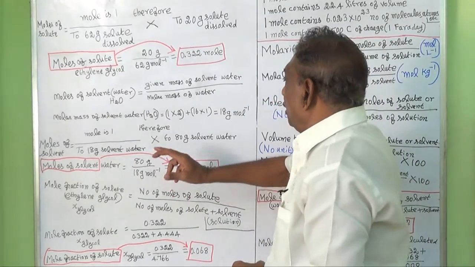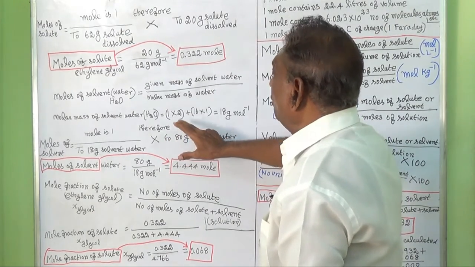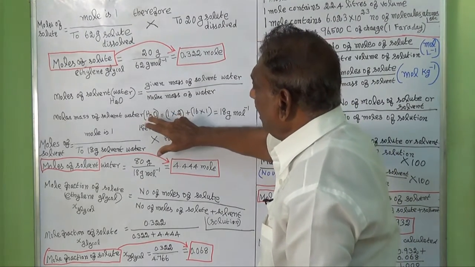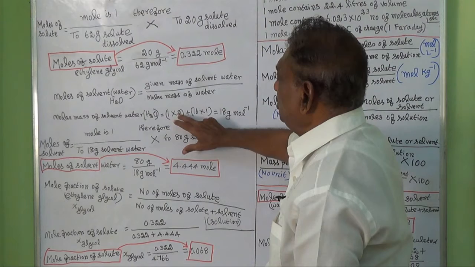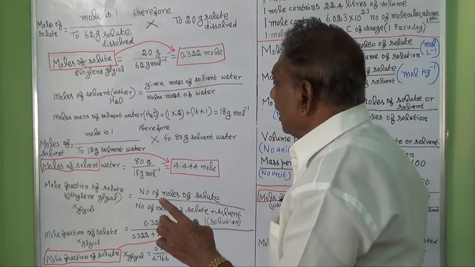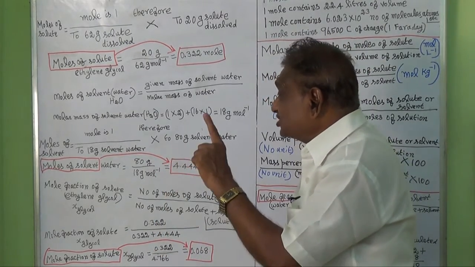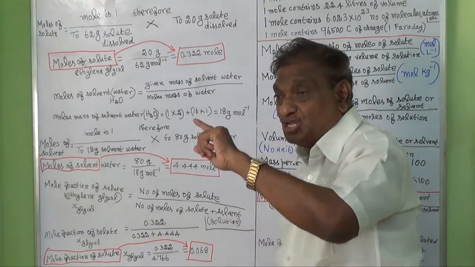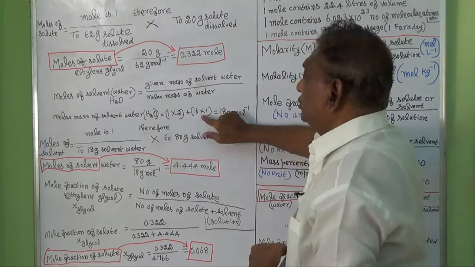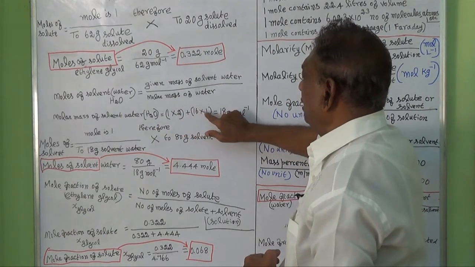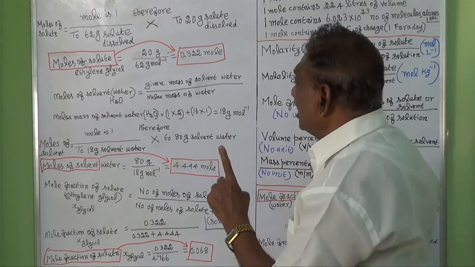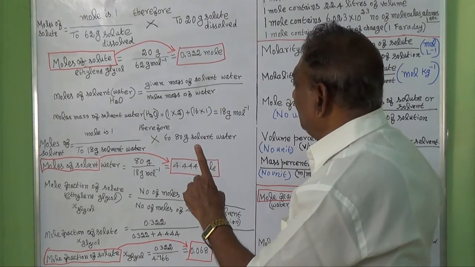Here there are 2 hydrogen atoms. So the atomic mass of one hydrogen atom is 1. Therefore the atomic mass of 2 hydrogen atoms is 1 into 2. Plus, we know that the atomic mass of one oxygen atom is 16. The atomic mass is also called the mass number. Here there is only one oxygen atom. So 1 into 2, 2, plus 16 into 1, 16, 2 plus 16, 18 gram per mole. This is the molar mass of the solvent water.